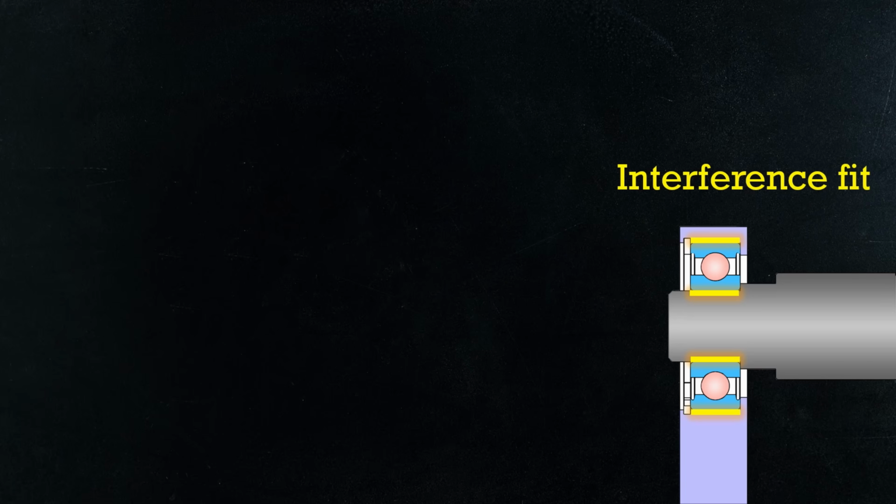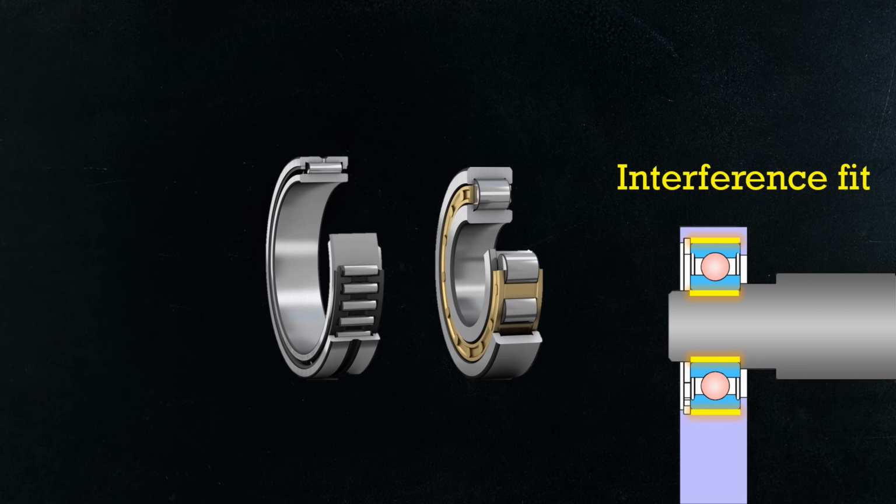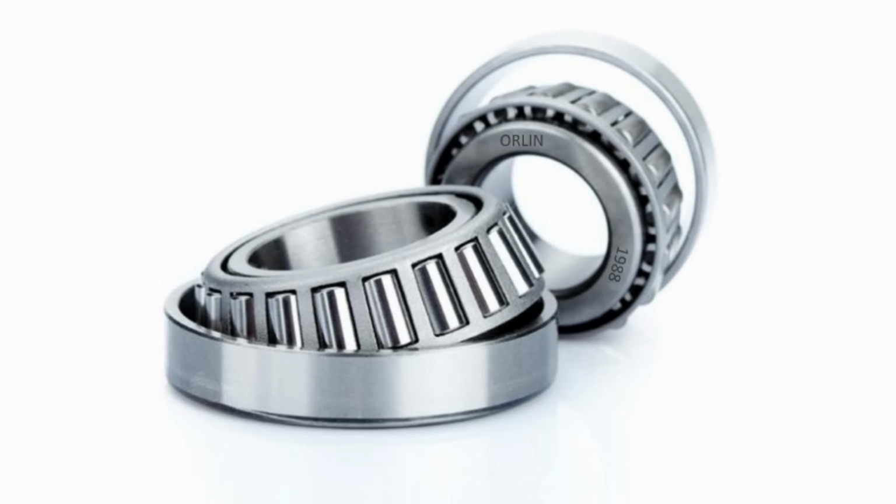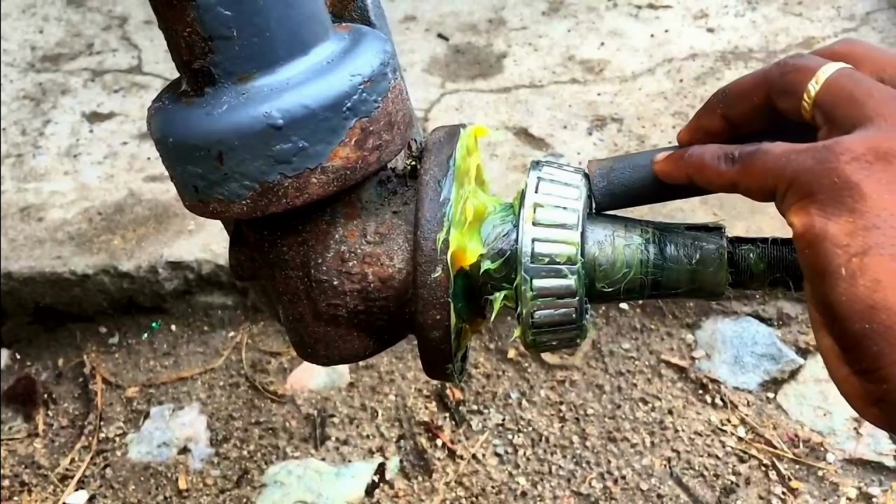So in this case, for easy installation, we should use separable ring bearings like cylindrical roller bearings or needle roller bearings or cartwheel bearings. These bearing rings can be mounted with interference fit on both rings. Or we can use taper ring bearings. For example, in tractor front axle wheel, a tapered roller bearing is used.